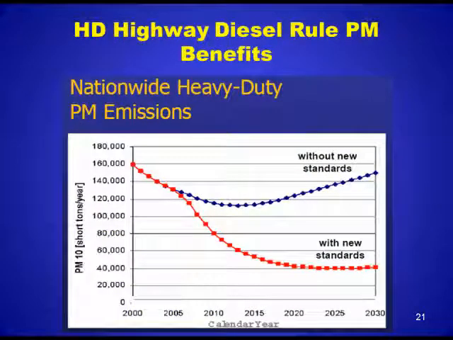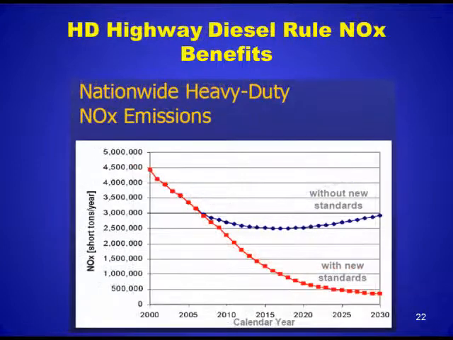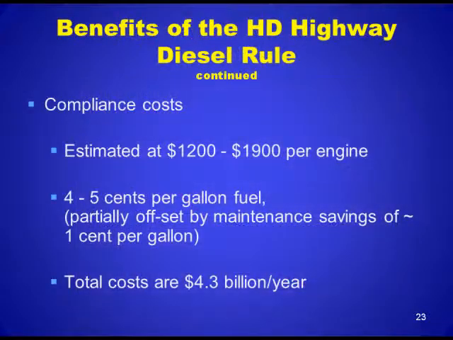Let's take a look at the benefits that will come from the heavy-duty diesel highway rule. These are the PM benefits over time. You can see they're dramatic and they're amazingly cost-effective for the health and environmental benefits achieved. These are the benefits in reducing NOx over time from the same rule. Additional benefits. Compliance costs are estimated at between $1,200 and $1,900 per engine. The cost will be between 4 and 5 cents per gallon, but that'll be partially offset by a maintenance savings of 1 cent per gallon. The total costs are estimated to be $4.3 billion a year.